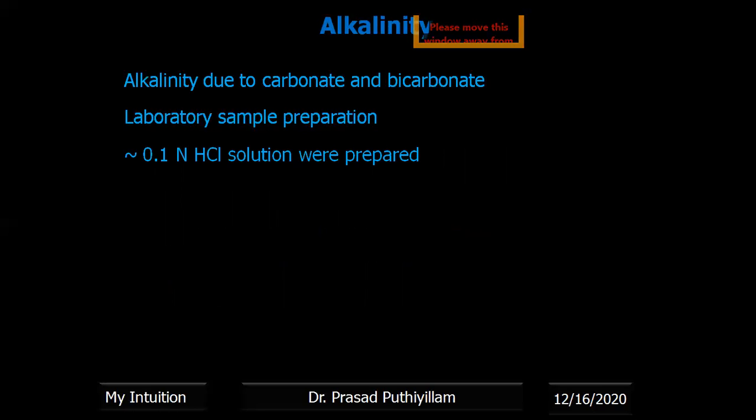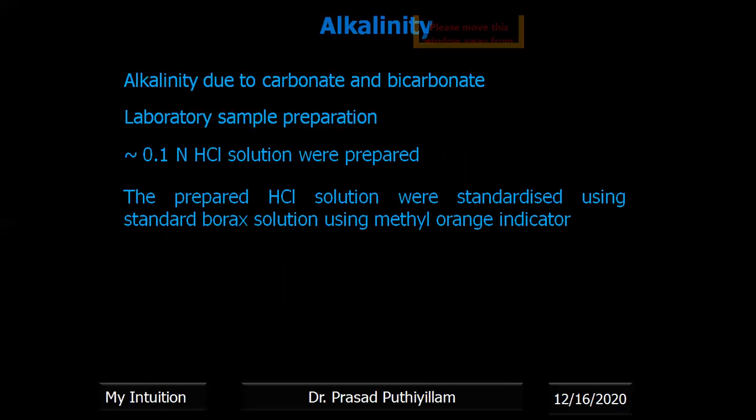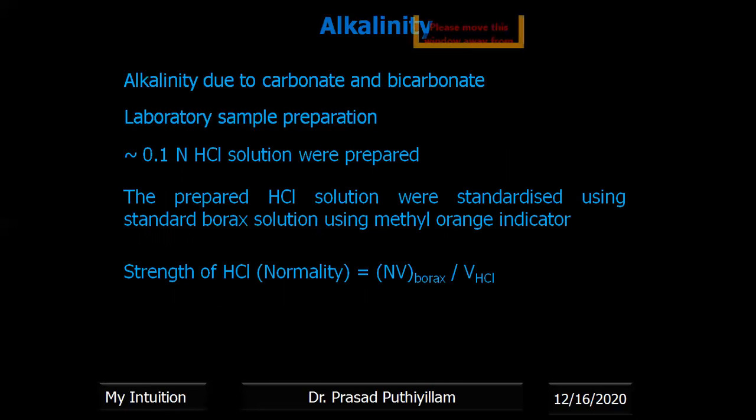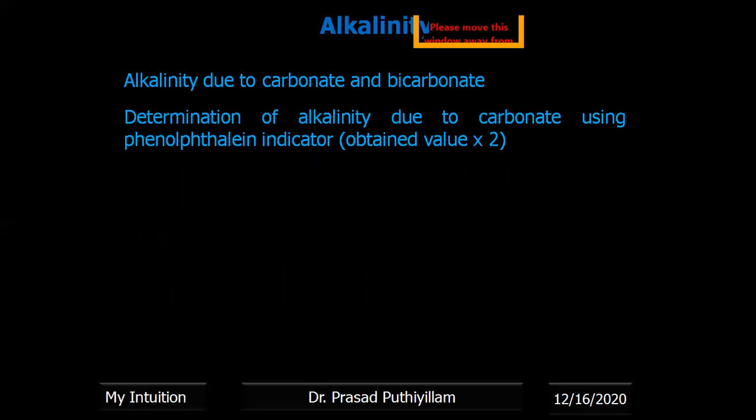Approximately 0.1 normal HCl solution we prepare, and that we will standardize using the standard borax solution, using methyl orange indicator. We'll get the titer value of the solution. Using that we calculate the strength of HCl or its normality, that is normality times volume of borax divided by volume of HCl. Now, determination of alkalinity due to carbonate.